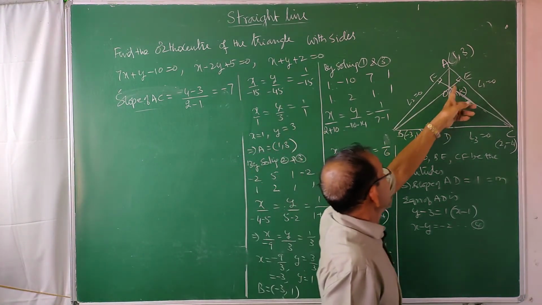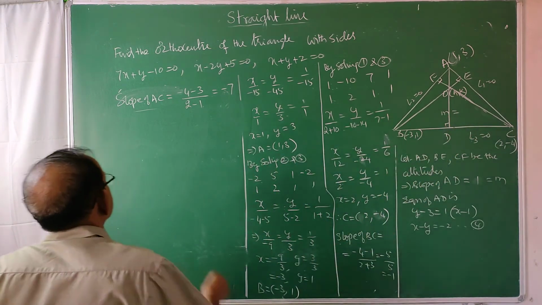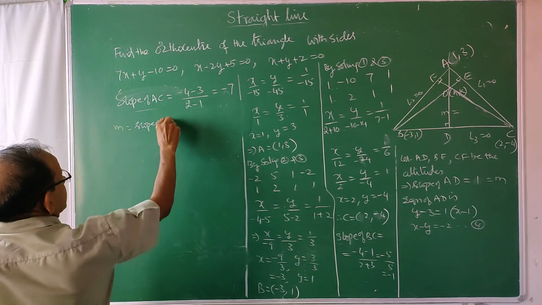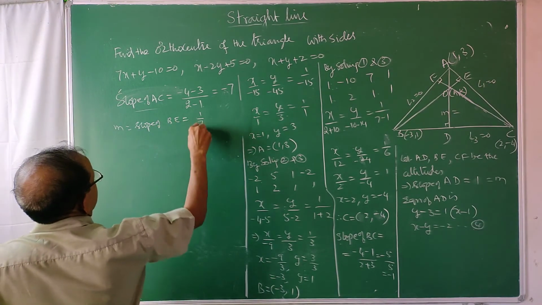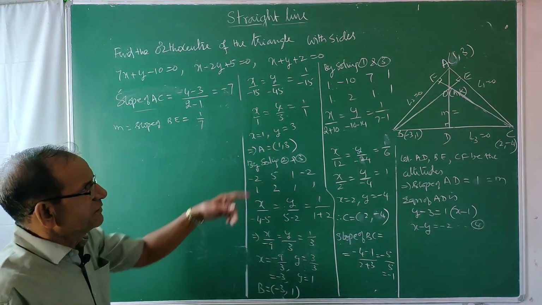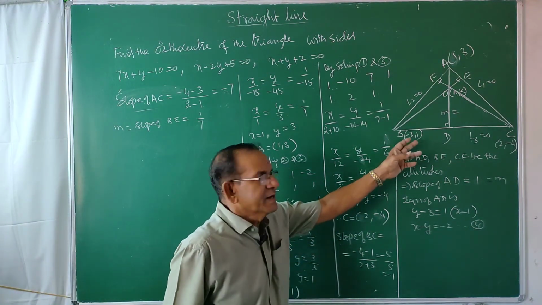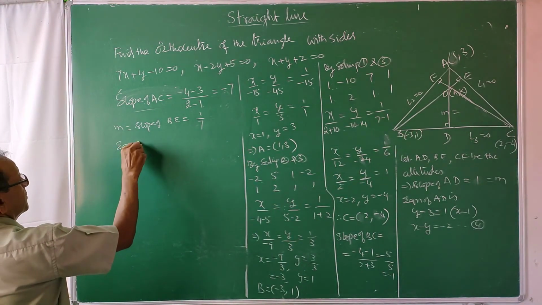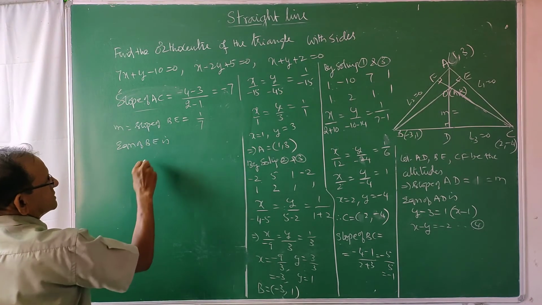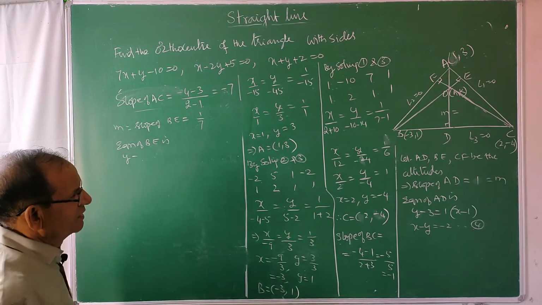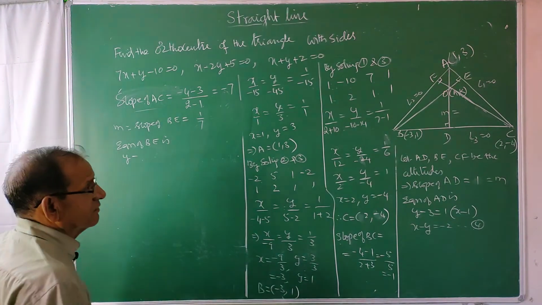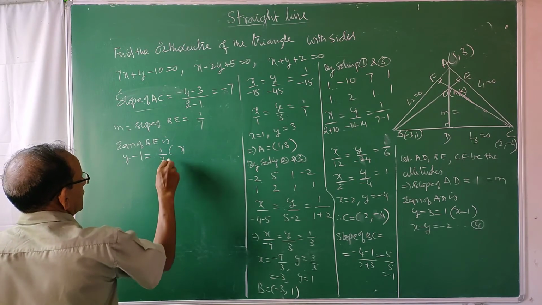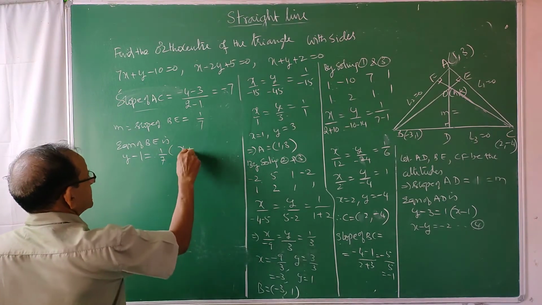So slope of BE is the reciprocal with opposite sign. M is equal to the slope of BE, that is 1 by 7. Now let us find the equation of BE. The point B is there, and that slope is there. So equation of BE is y minus y1 equal to m into x minus x1, where x1, y1 is minus 3 comma 1: y minus 1 is equal to 1 by 7 into x minus minus 3, x plus 3.